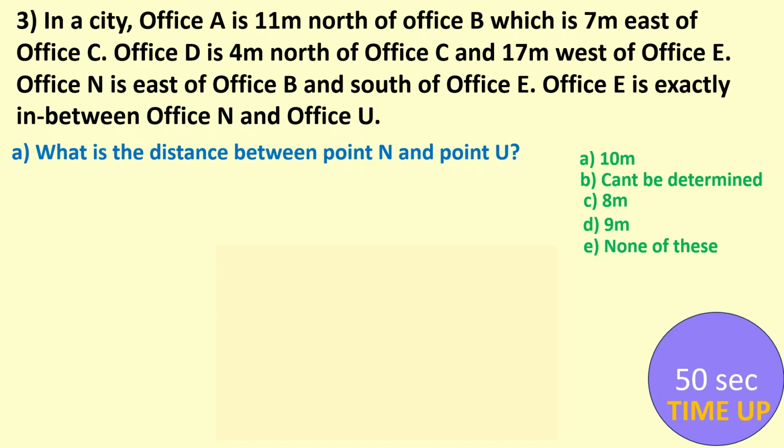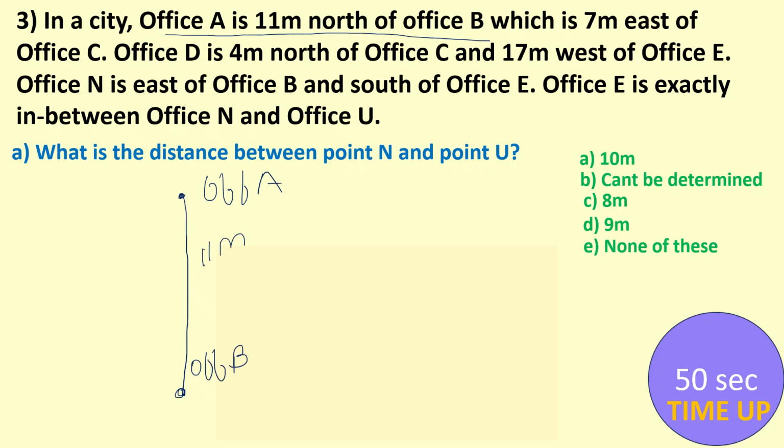Okay, time up students. So we'll solve. In a city, office A is 11 meter north of office B. So I'll draw somewhere here. Office A is there. That is 11 meter they are saying. So this is your office B and this is your 11 meter.